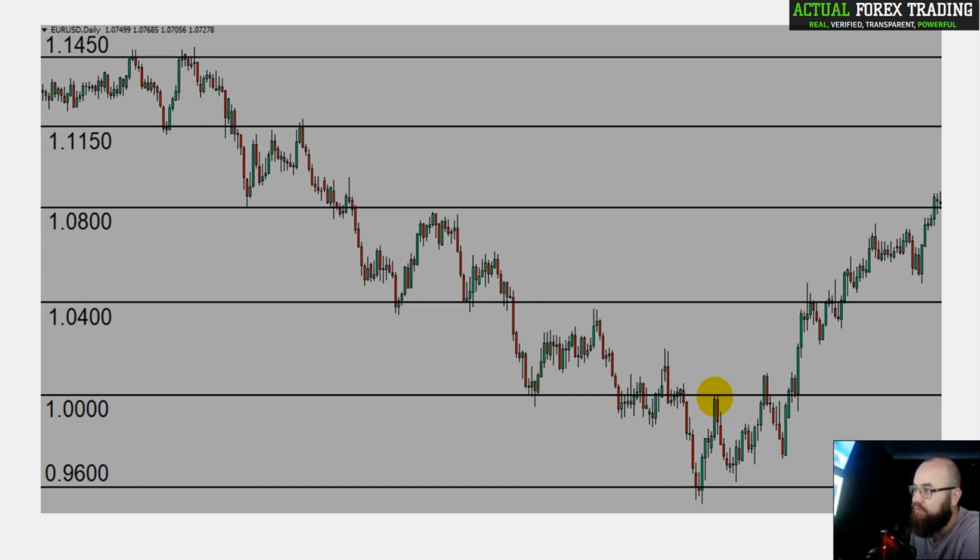Support, resistance. And you can see the price is quite jumpy around this area. There's a lot going on. 0.96, it's a support area. Price comes down, it comes up.